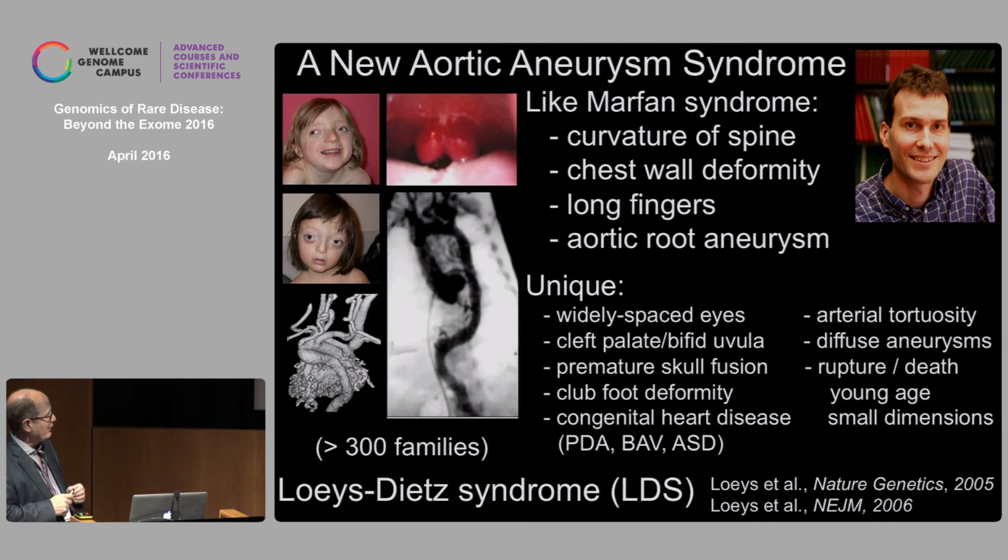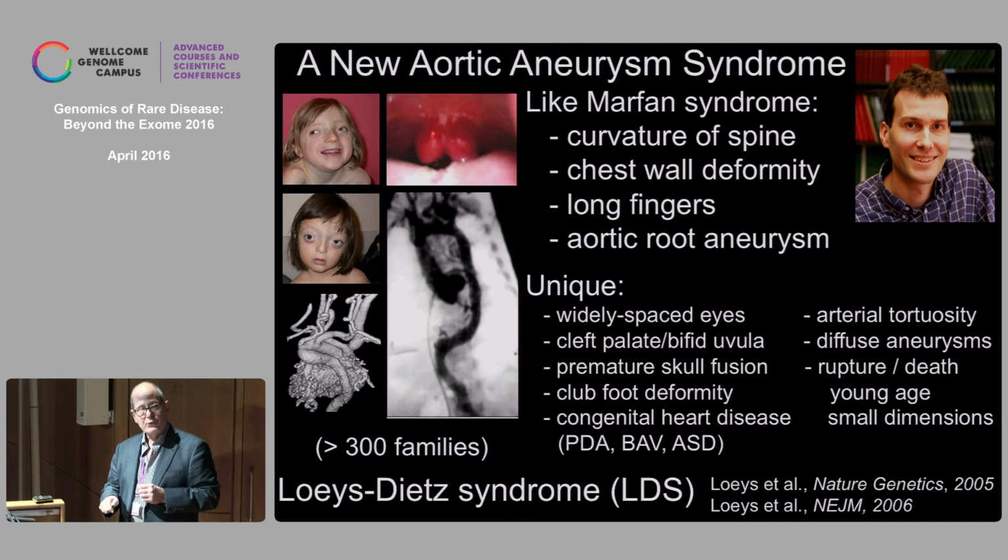Most importantly, these patients show a very diffuse arteriopathy with widespread arterial tortuosity, and also aneurysms not just at the aortic root, but at many sites throughout the circulation. Perhaps most importantly, these aneurysms tended to tear or rupture at young ages and small dimensions when compared to Marfan syndrome. We've had the privilege of caring for over 300 families with this condition that's referred to as Loeys-Dietz syndrome.